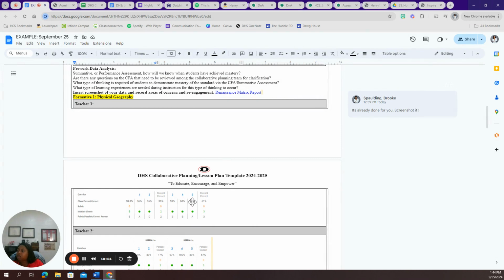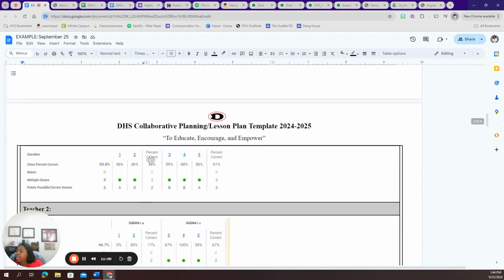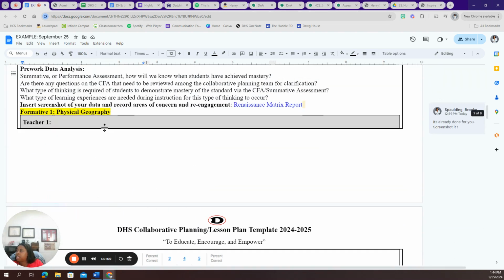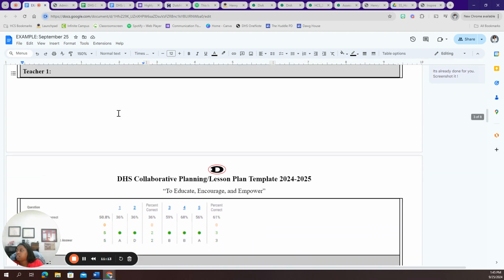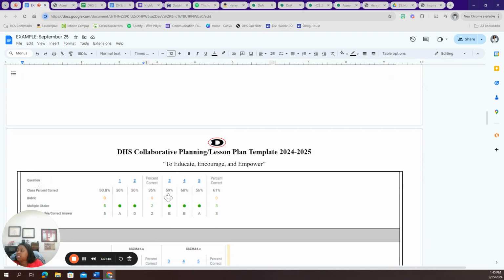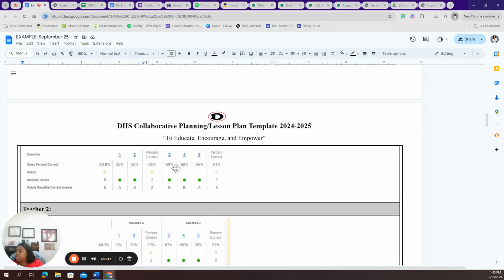The first thing, as you can see here, and I will zoom in. As you can see here, I put in my matrix report. I screenshotted. These are all guiding questions that you should talk through with your team as you're analyzing your data and talking through your data. So for teacher one, let's say that this is the screenshot of the matrix that this person has. Notice that you can see the questions.